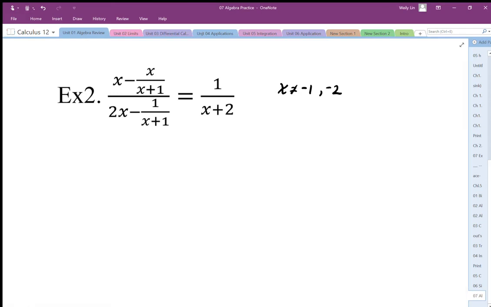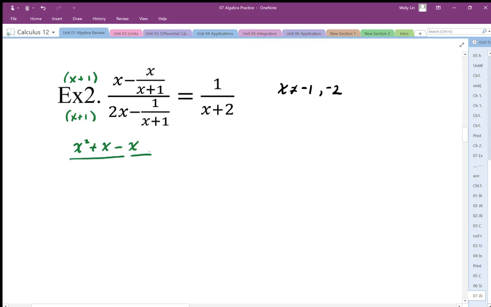I'm going to get rid of that complex fraction because it looks kind of messy. So I'm just going to multiply the top and bottom fraction by x plus 1. By doing so, that's multiplying by 1, so that's not going to change the expression. And we end up with x squared plus x minus x, and the x plus 1's cancel out there.